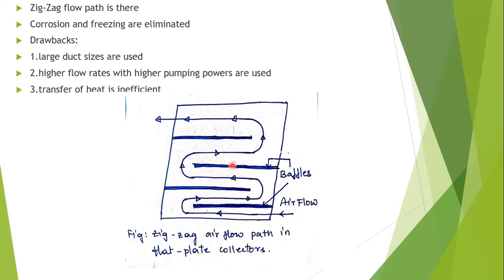But other than water, air heating has some drawbacks. The first one is that we use large duct sizes, so higher flow rates are needed for pumping power. Higher flow rates are needed, and these large ducts are also costly. So this is one of the disadvantages of air heaters. The second one is that transfer of heat from air to water in a hot water supply system is very inefficient.